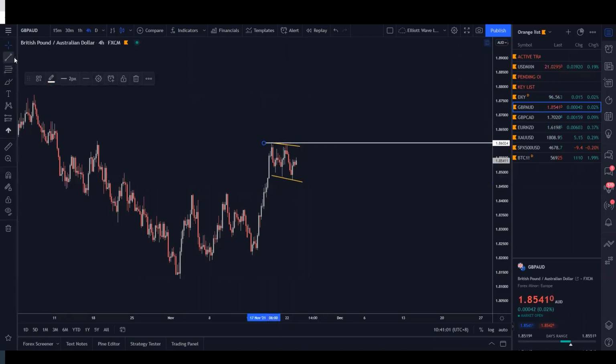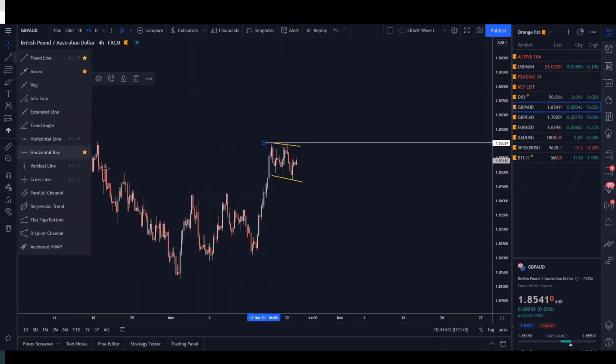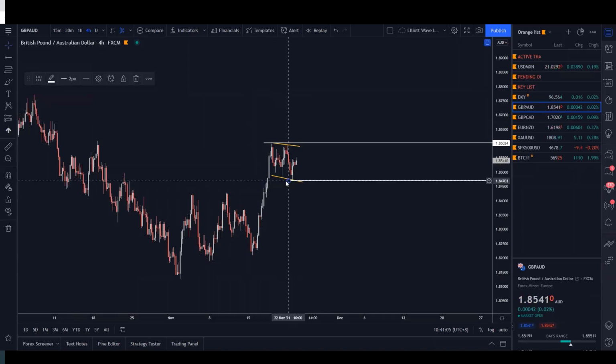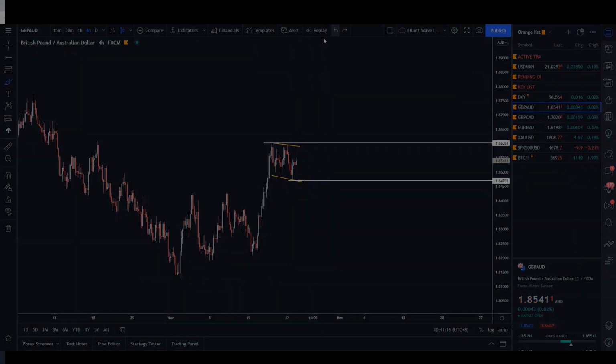One way to look out for that is a very simple break on pound Aussie. The setup will be based on this flag here, right? So you get a very nice impulse push, you get a decent flag, and if it's breaking out, then that's the trade that we want to consider taking.